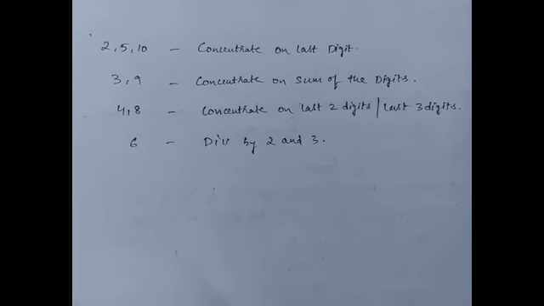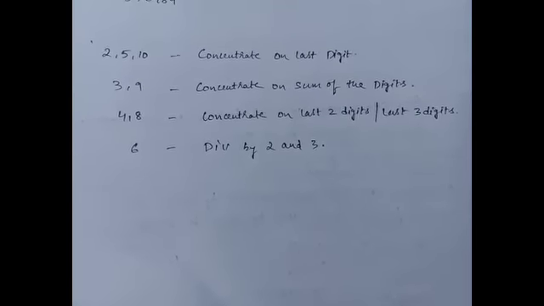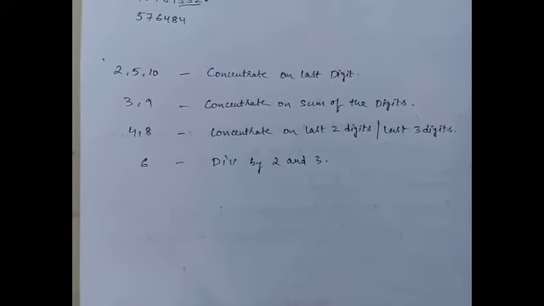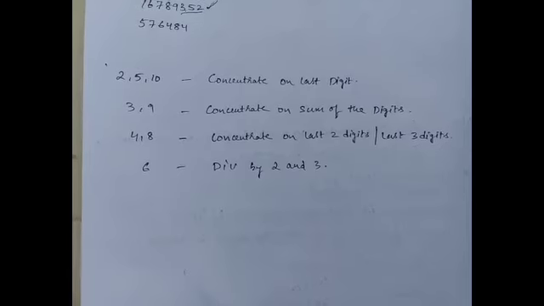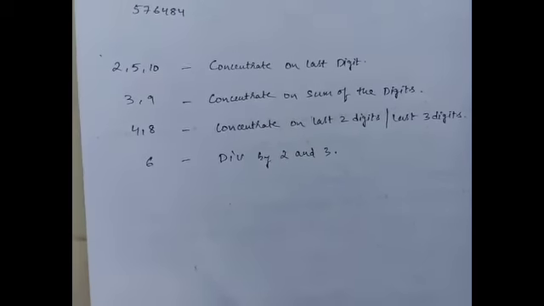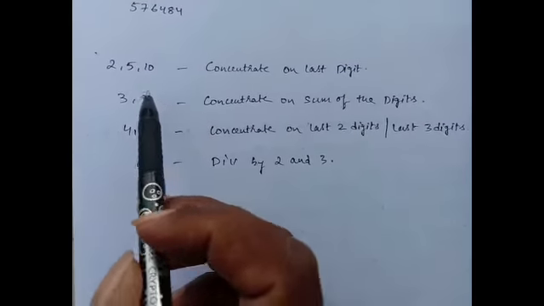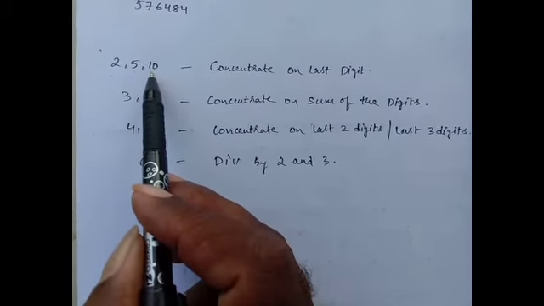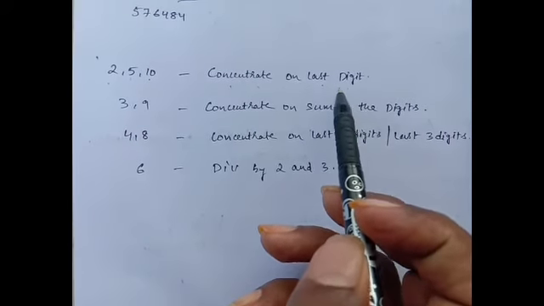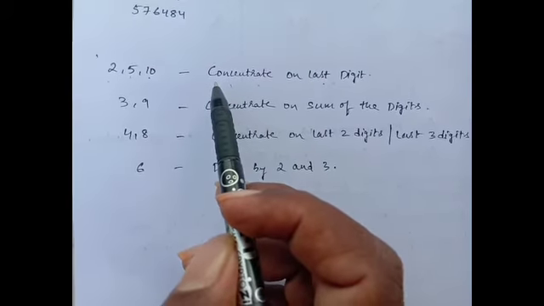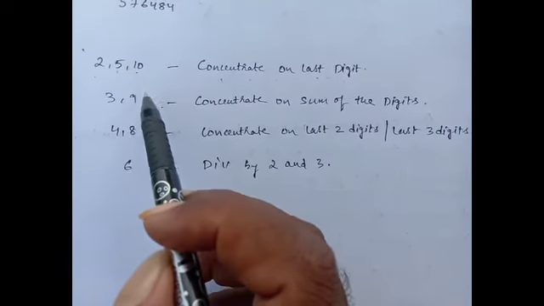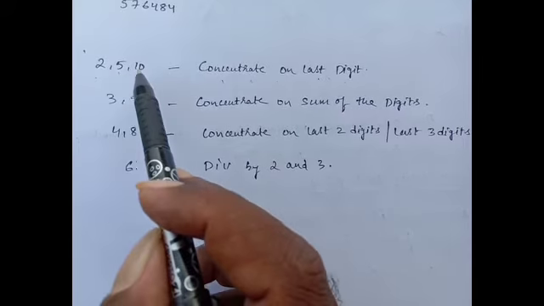Now we have seen the divisibility tests for the numbers 2, 3, 4, 5, 6, 8, 9 and 10. Now let us summarize the divisibility tests of all these numbers. Now we are considering the numbers 2, 5, 10. We have to concentrate on the last digit of the number. If the units place of that number is divisible by 2, 5, 10, then we can say that the whole number is divisible by these numbers.